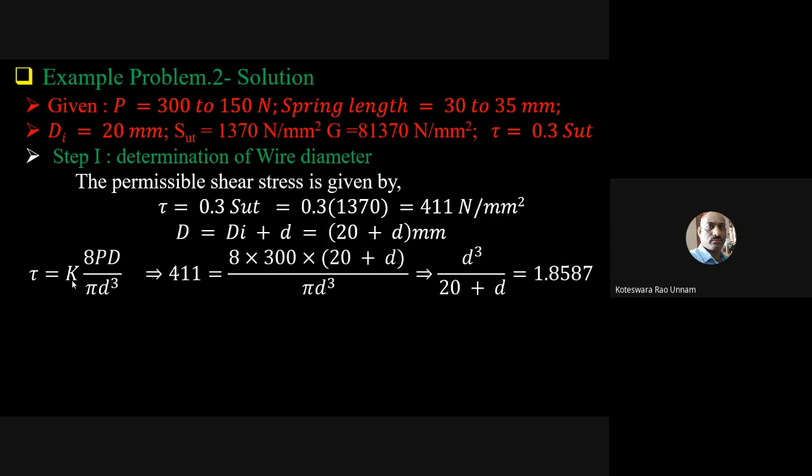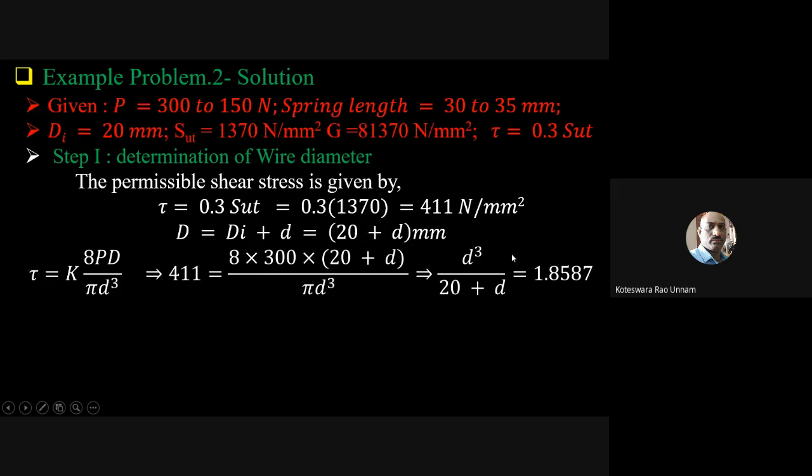So first we'll ignore that effect, finally determine some diameter, and later we'll check whether that particular diameter is capable of carrying the resultant stress also. In that way we can proceed, because here you have two unknowns, and two unknowns cannot be determined using a single equation. So we make the assumption K is equal to 1. Now if I take K is equal to 1, then your allowable shear stress is 411, equal to 8 P D by pi d cube. 8 P, with P max being 300 newtons, and D we wrote as 20 plus d, divided by pi d cube.